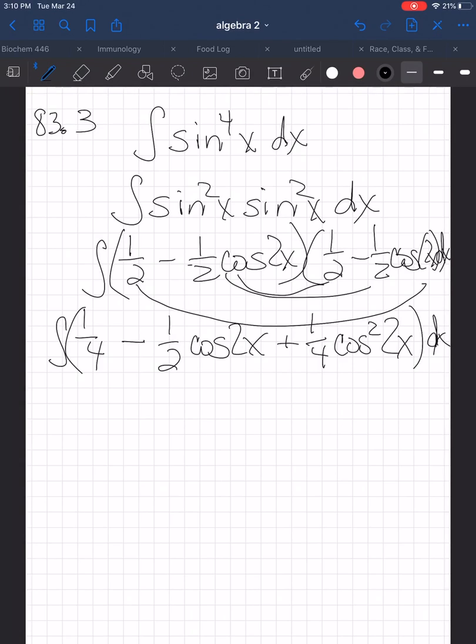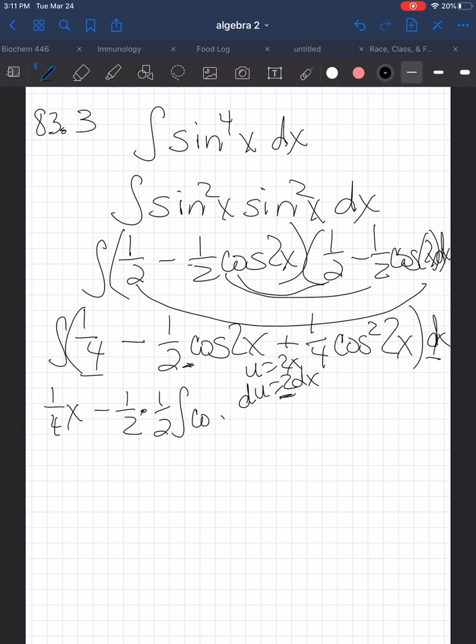All right, so the integral of 1/4 dx is 1/4 x. And then this one will be minus a half. And in the integral we will let u be equal to 2x. du is equal to 2 dx. So there's a 2 that's not here. So that's times a half, cosine of u du. Plus, we'll put a 1/4 out.